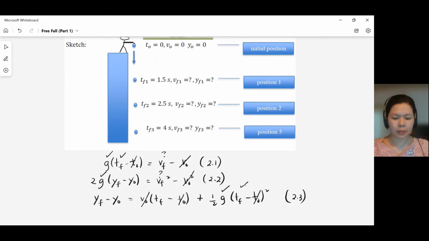For Y final, it is also unknown for all the situations, all the positions. Y final is unknown. Y naught is 0 here. Initial position is 0, so I'm dropping this. All right, so our equations are now ready.